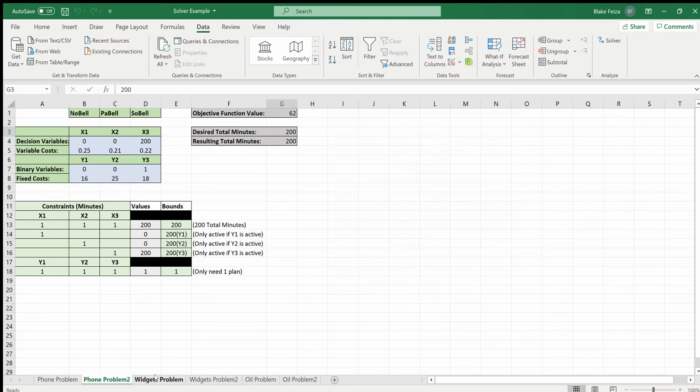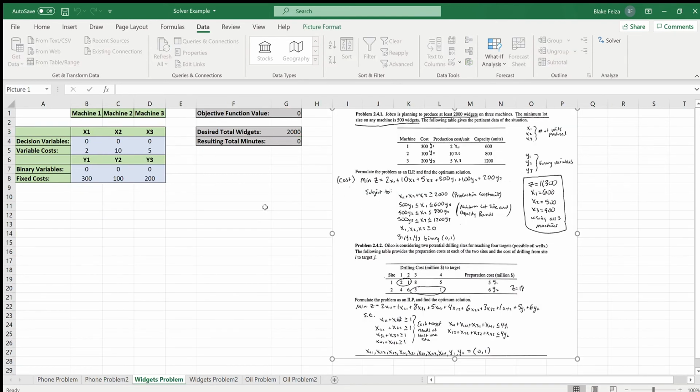So we can go ahead and jump to the next problem here, which is the widgets problem. Jobco is planning to produce 2,000 widgets on 3 machines. The minimum lot size on any machine is 500 widgets. And here's the table that gives us the data. So this one's a little bit different than the other problem because now not only do we have upper bounds, but we have a lower bound as well, with the minimum lot size being 500 widgets. So we have our 3 machines, 1, 2, and 3, our cost to activate the machine, and then the cost per unit over here. And then we also have upper bounds with our capacities here.